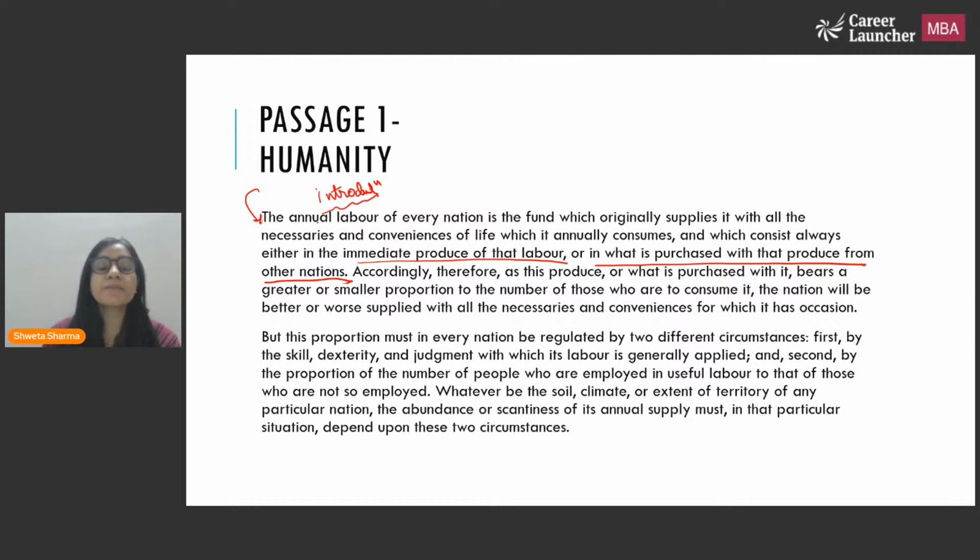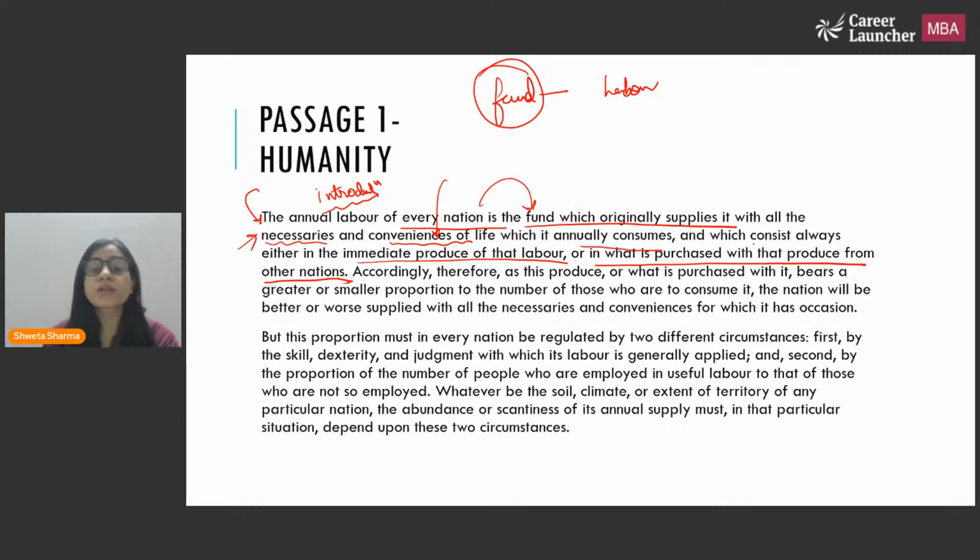Okay, what does it say? Annual labor of every nation is the fund which originally supplies it. If we talk about the annual labor, it's more like the fund which has been allocated for the labor, maybe that, or maybe the fund they're referring to is labor itself. Every nation is the fund which originally supplies it with all the necessities and conveyances of life. So, by fund we mean all the basic necessities and conveyances of life which it annually consumes and which consist always either in the immediate produce of that labor or in what is purchased with that produce from other nations.